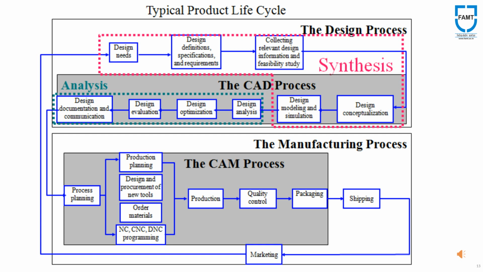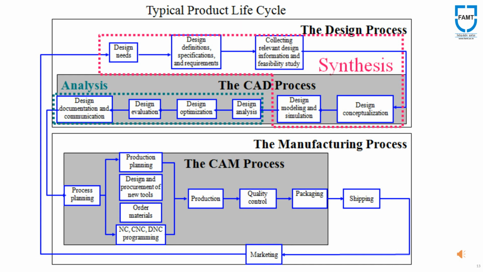Now this particular figure shows you a typical product life cycle. You can see two parts are there. One upper part is the design process, lower part is the manufacturing process. And again, the CAD part in the design process is highlighted with the gray color, and the CAM part in the manufacturing process is highlighted with the gray color on the lower side. Now I have written synthesis and analysis. So analysis and synthesis are two different aspects.